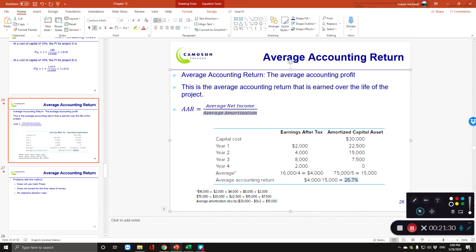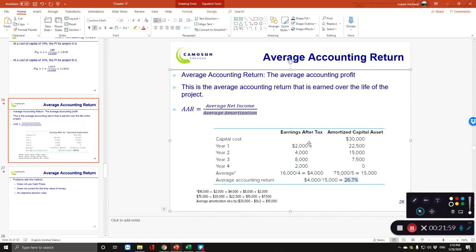Okay, what I do is pretty straightforward. I just find my amortization cost for every year. I find my net income for every year, and I find on average over the 5 years what was my average amortization. So I just take these 5 numbers, I add them together, it gives me $75,000, and I divide them by 5 because I have 5 years.